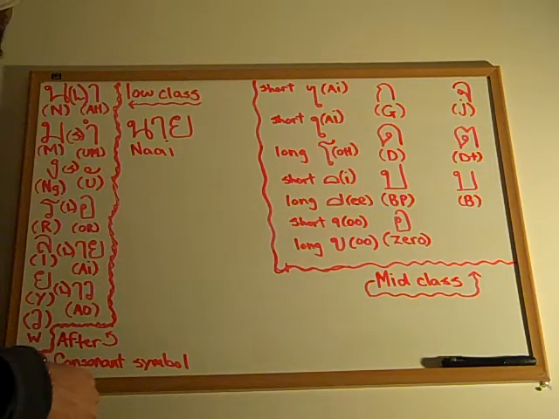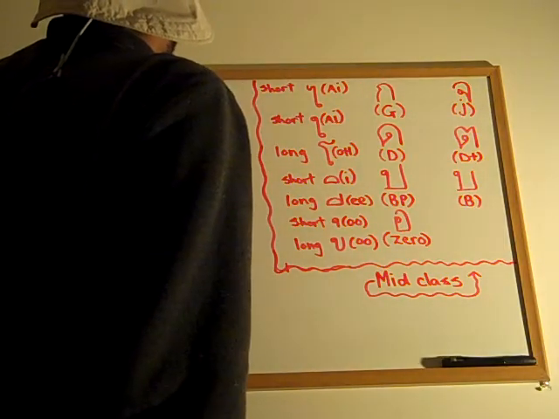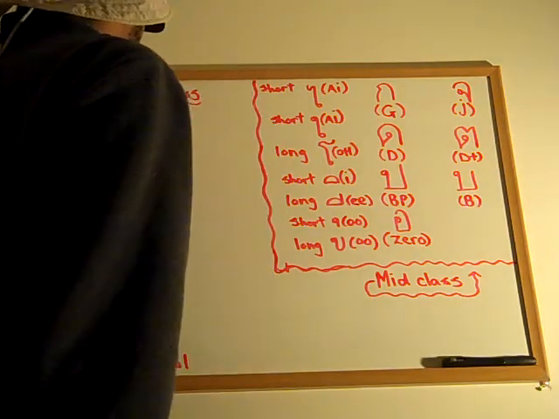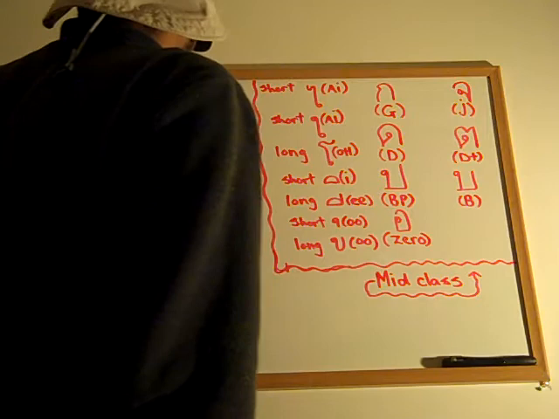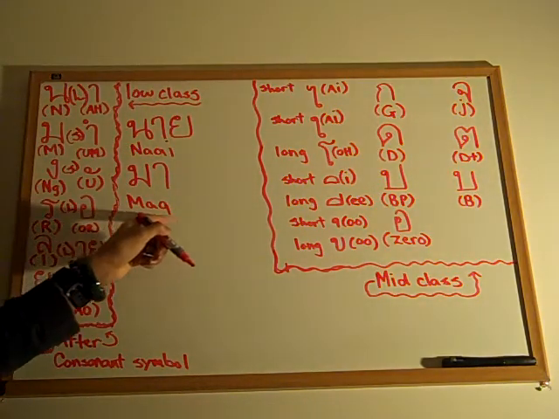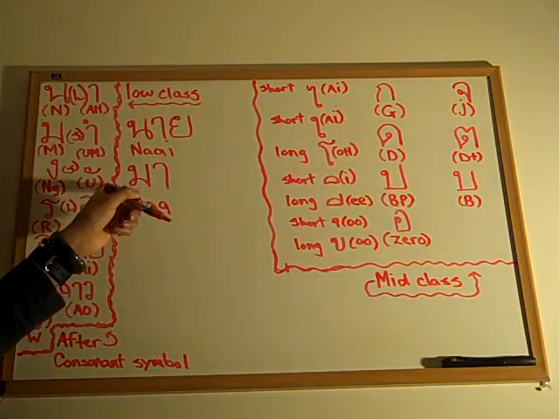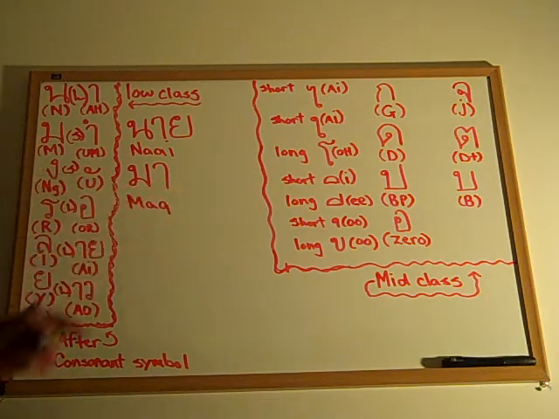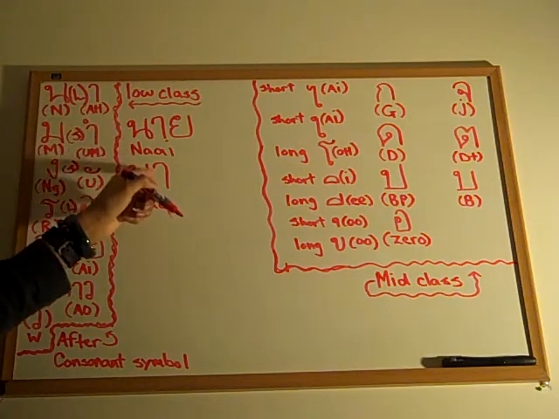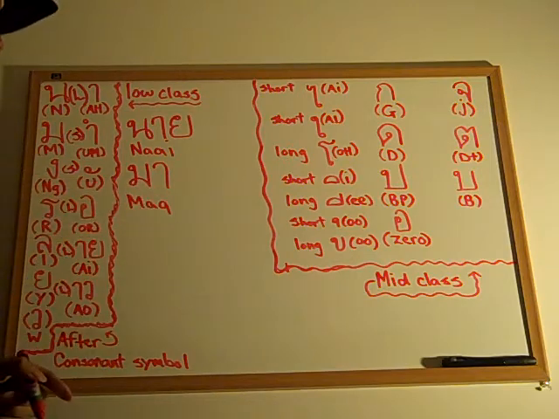Let's try this one. Okay. This one, ma. This means to come. Ma. Okay, this is a long I. Let's see, this I here again. It's a long I. And ma.